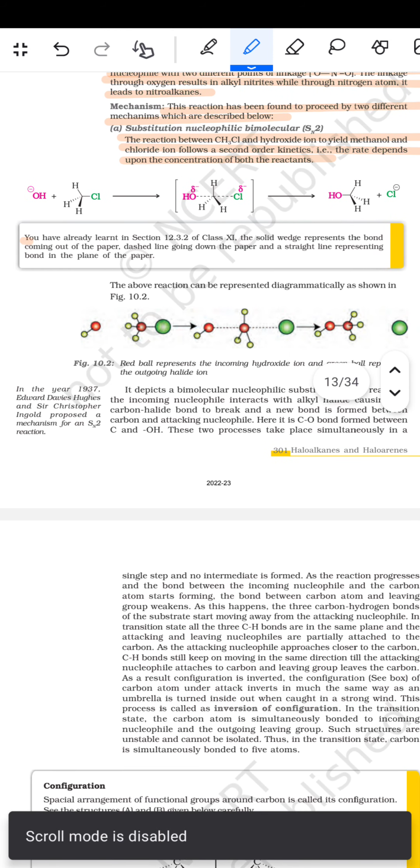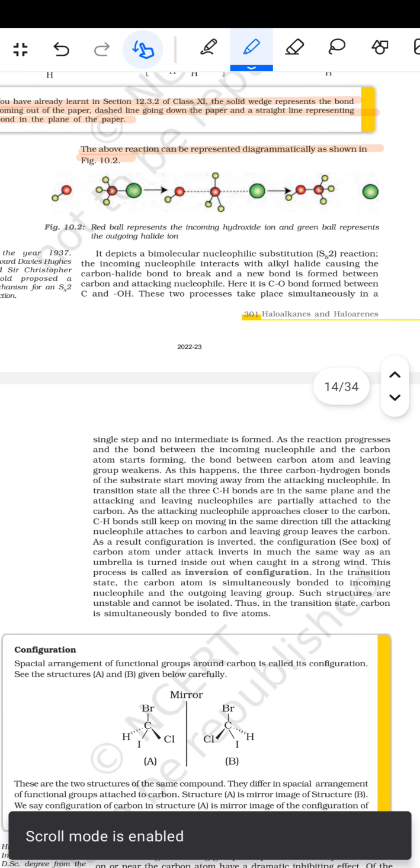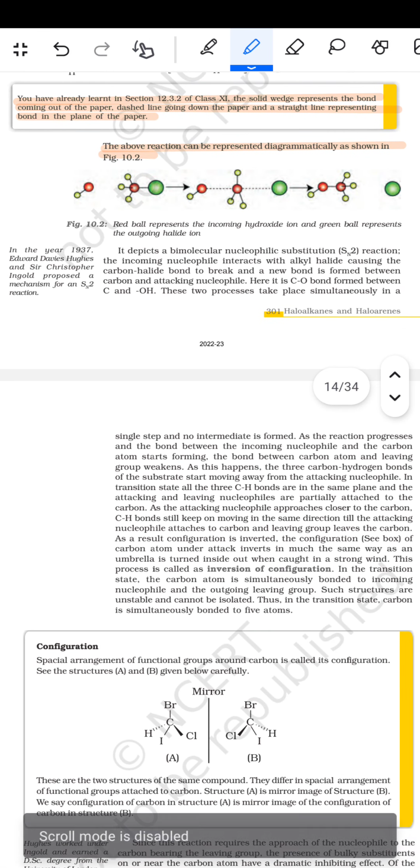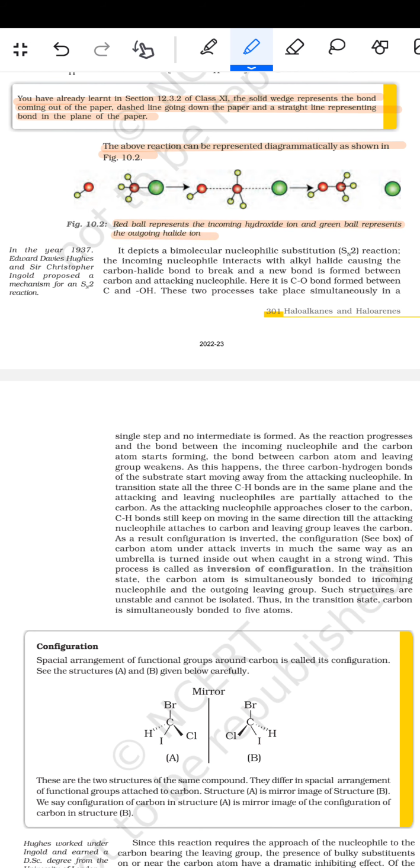फिर आता है, you have already learnt in section 12.3.2 of class 11, the solid wedge represents the bond coming out of the paper, the dashed line going down the paper, and the straight line representing the bond in the plane of the paper. The above reaction can be represented diagrammatically as shown in figure 10.2. फिर the red ball represents the incoming hydroxide ion and the green ball represents the outgoing halide ion. In the year 1937, Edward David Hughes and Sir Christopher Ingold proposed a mechanism for an SN2 reaction.